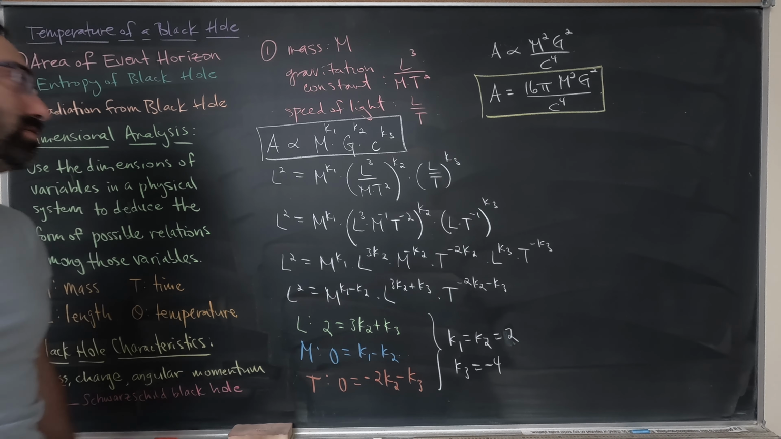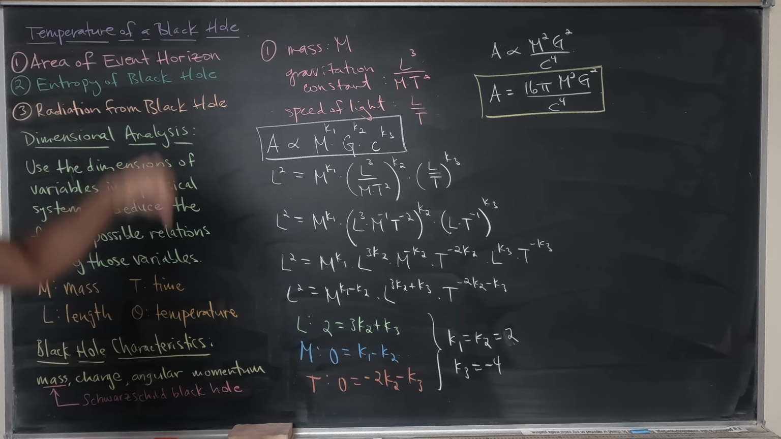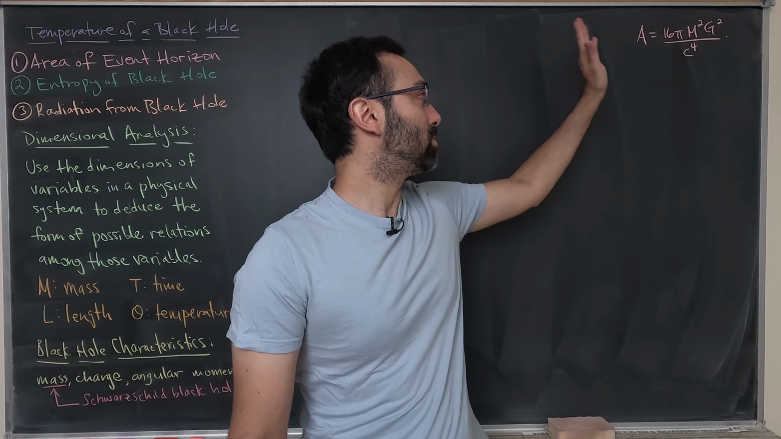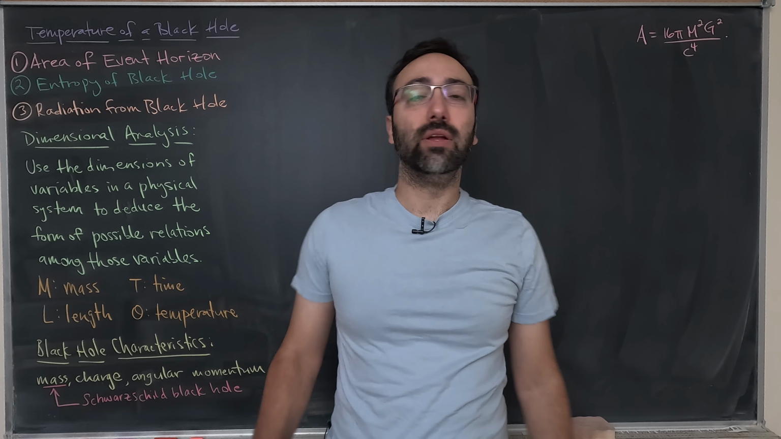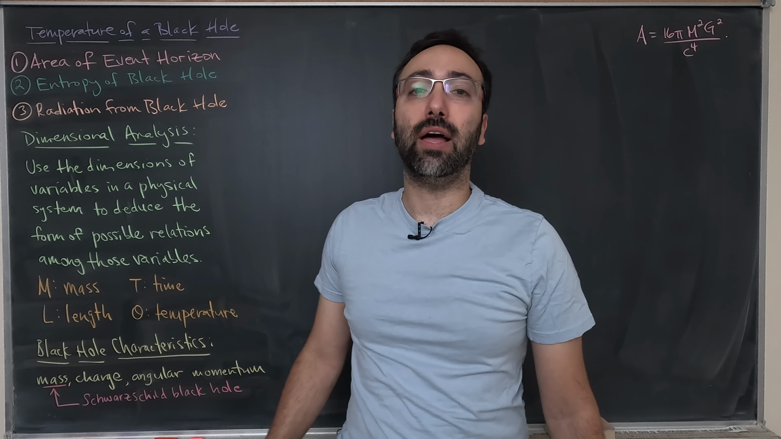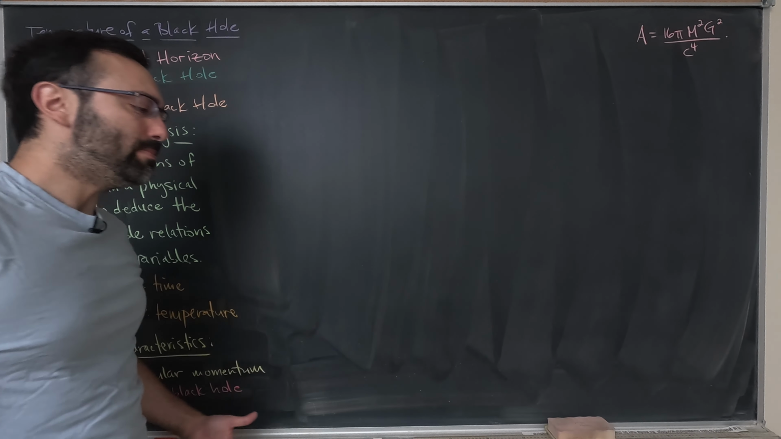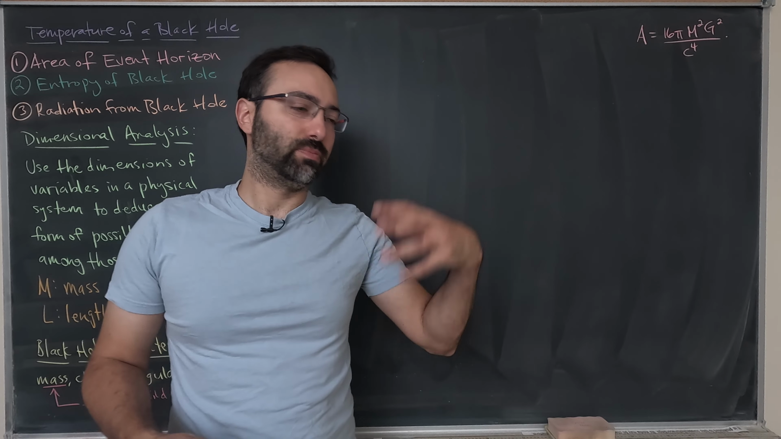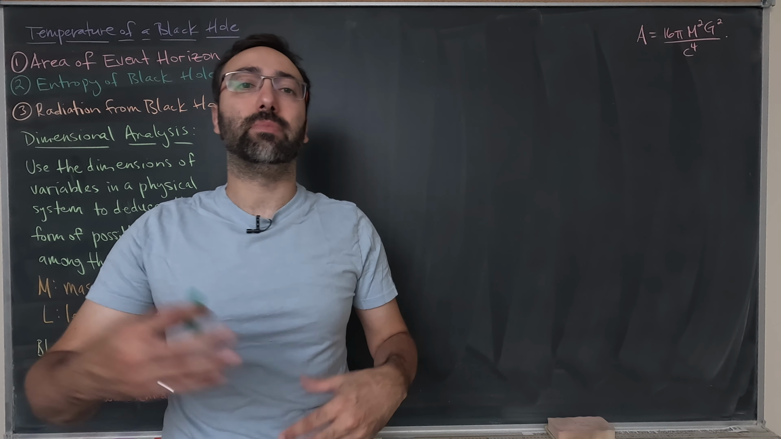And now let's go on to the second factor here on the new board. Let's look at the entropy of a black hole. Okay, so we're back. Here's our results from the previous board. Now let's move on to the entropy of a black hole. So what do we mean by entropy? Well, what first comes to mind is often the words disorder or randomness.